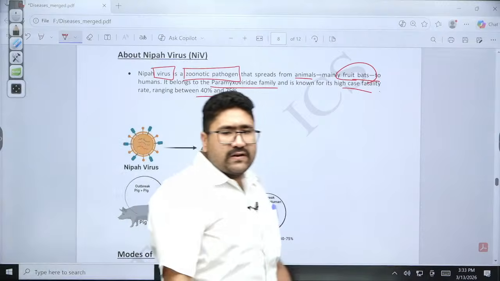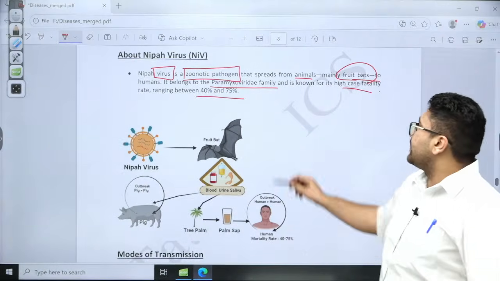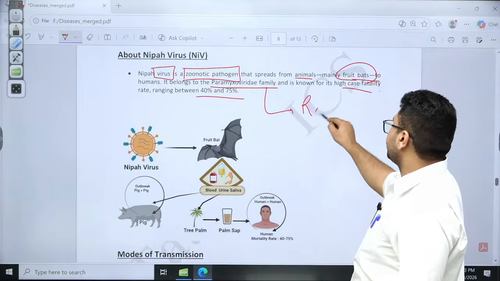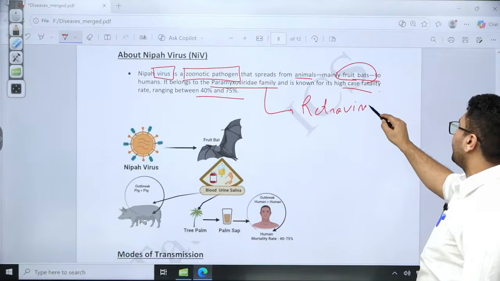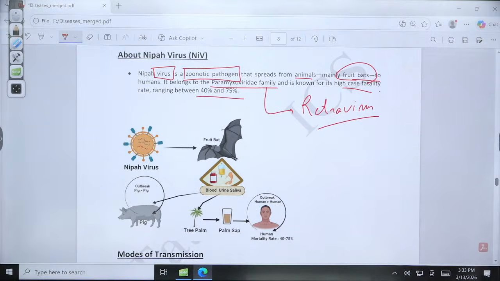What you need to remember is that Nipah virus is again an example of a retrovirus. That means it does not have DNA, it is an RNA based virus.